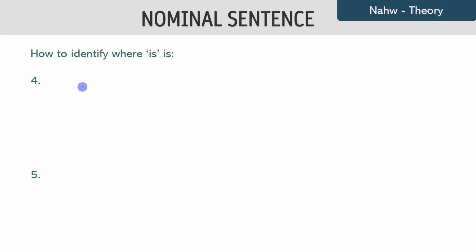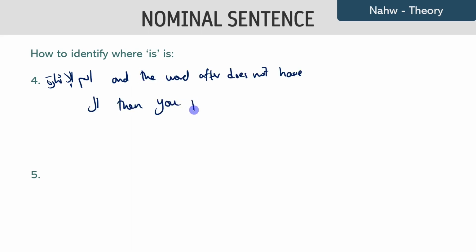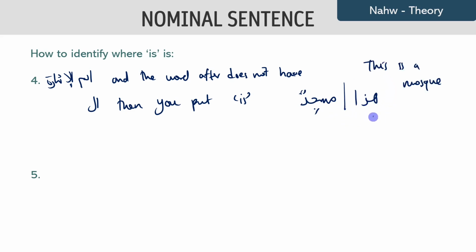Number 4: if you have an ismul ishara and the word after does not have alif lam, then you put an "is" after the ismul ishara. We looked at that in the last session. For example, hada masjidun. There is no alif lam here, so this is going to be a full sentence: this is a mosque. Remember I told you that when it has alif lam, masjid is going to be musharun ilay. Well, in this case, hada is going to be the mubtada. It's still an ismul ishara, but it's the mubtada, and this masjid is not musharun ilay, it is actually the khabar.